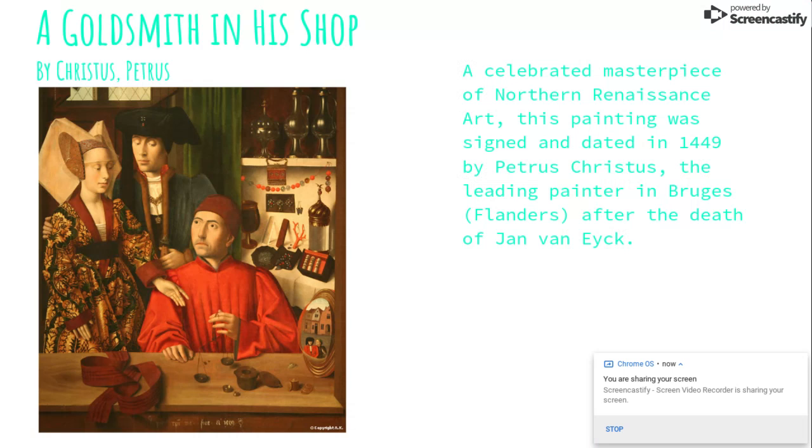A Goldsmith in His Shop by Petrus Christus is an example of secularism art, because it shows a tradesman doing his job in daily life and is not related to the church. It was signed and dated in 1449 by Petrus Christus in Flanders after the death of Jan van Eyck.